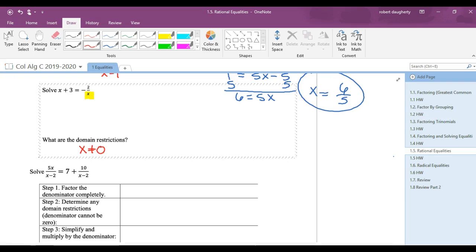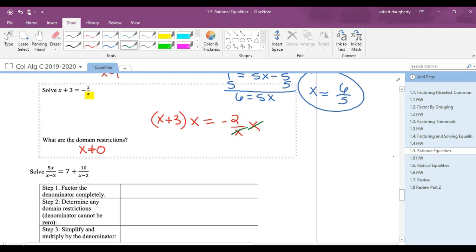Now I need to multiply everything by the denominator to get that to go away. So I've got x plus 3. Everything has to be multiplied by what? Not 0, by x. Okay. That has to get multiplied by x. And this needs to get multiplied by x. Okay? So, what is x divided by x? Come on, x divided by x.